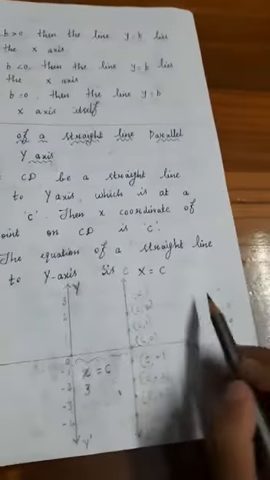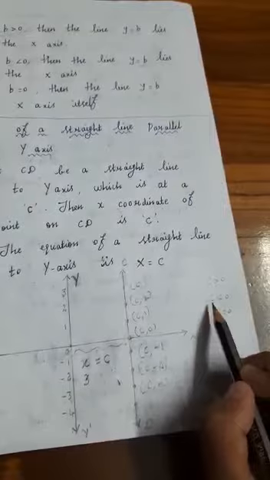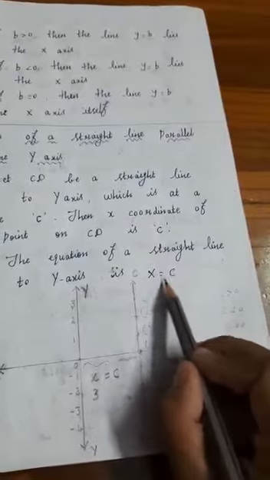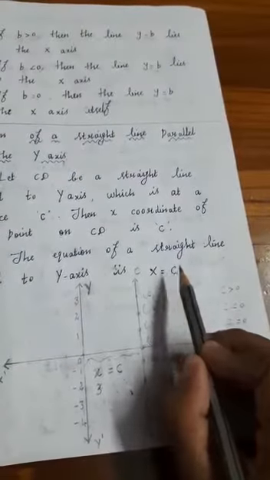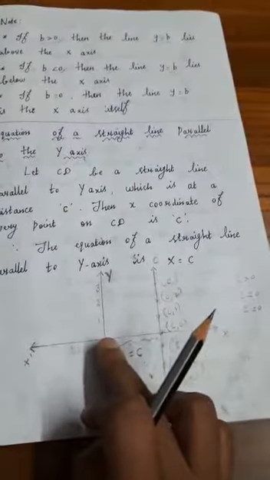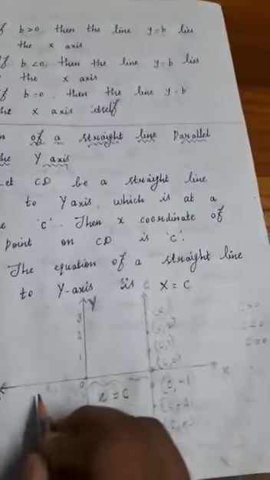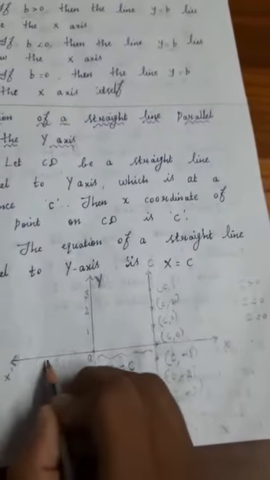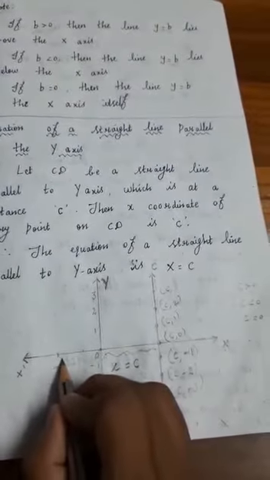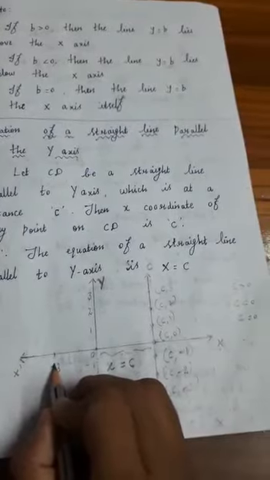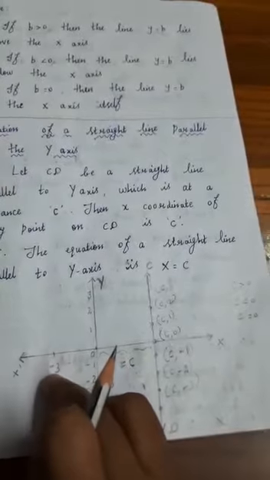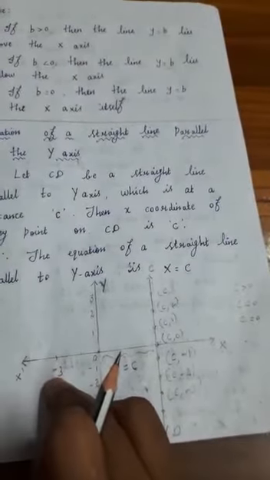Next, c less than 0. C less than 0 means what values are possible? Negative numbers are possible: minus 1, minus 2, minus 3, and so on. So the x coordinate of every point is a negative number. This is the x-axis line, and we consider the negative side of the x-axis line only. If you consider the distance minus 3, from this line to this line, that is minus 3. So all the points lie at that distance of minus 3.